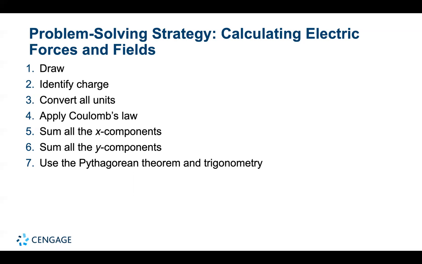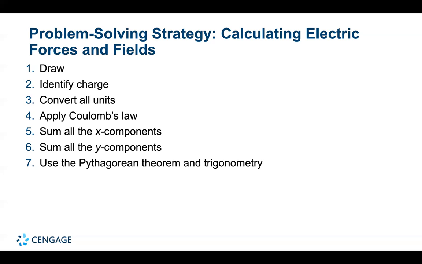Four, you want to apply Coulomb's law. For each charge q, find the electric force on the charge of interest, Q. The magnitude of the force will be found using Coulomb's law. The vector direction of the electric force is along the line of the two charges, directed away from Q if the charges have the same sign, towards Q if the charges have opposite signs. Find the angle theta that this vector makes with the positive x-axis. The x component of the electric force exerted by q on Q will be F cosine theta, and the y component will be F sine theta.